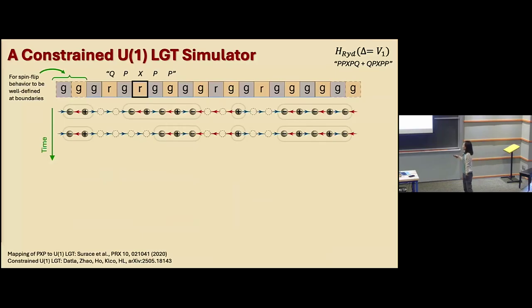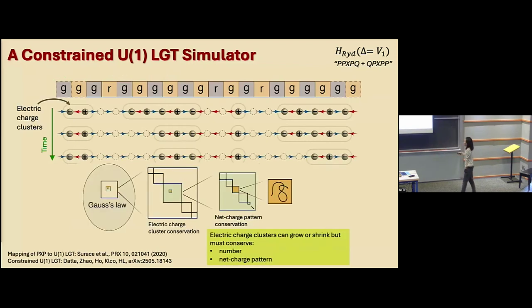Okay, and then for this spin flip behavior to be well defined at the boundaries, we inflate the boundaries with these virtual ground state atoms over here. And over time, what you can see is that these electric charge clusters can actually shrink and grow. But because you're always changing them by one pair of vacua or one pair of charges at a time, they have to conserve both the number of electric charge clusters and also the net charge pattern.